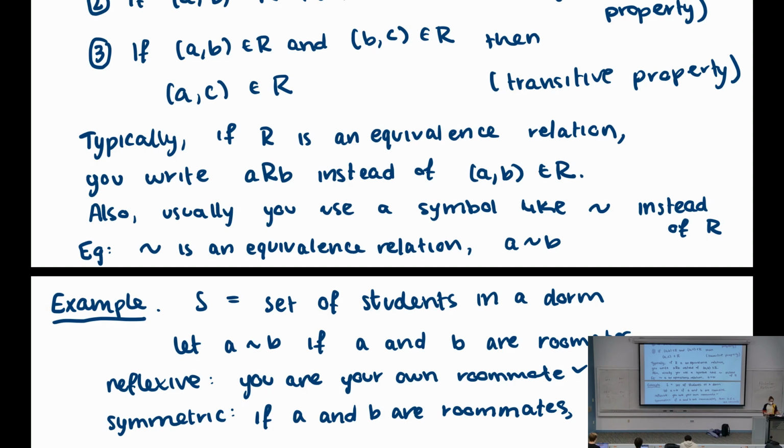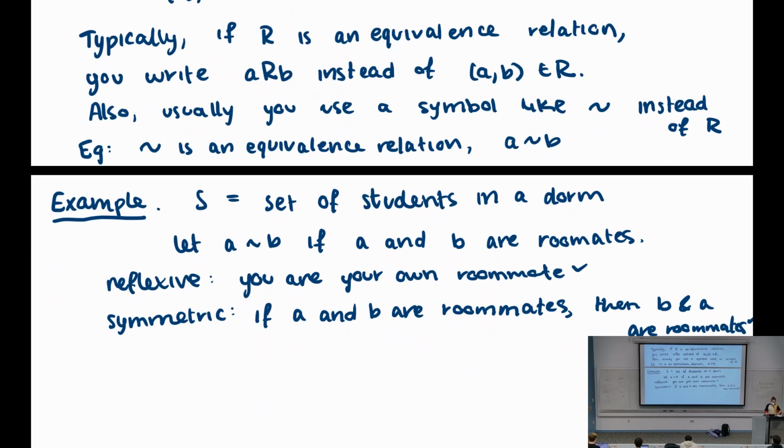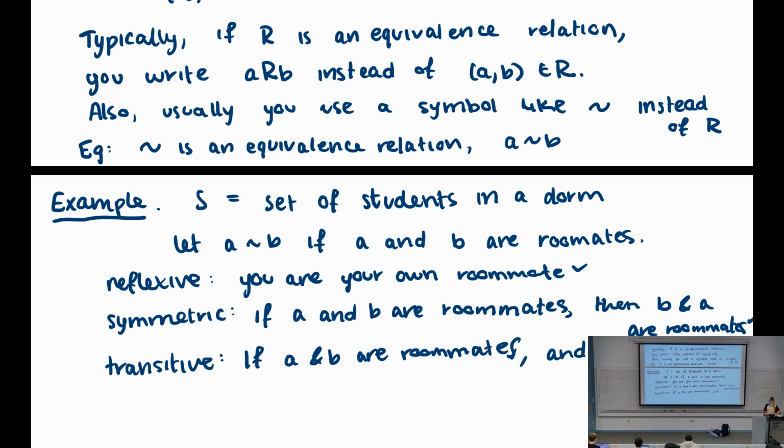Okay, so that one is also satisfied. And then the last property is the transitive property. So if A and B are roommates, and B and C are roommates, then we also have that A and C. So let me write this out. Then A and C are also roommates.